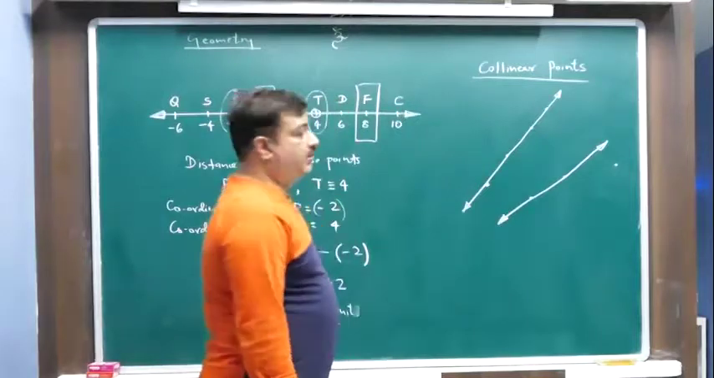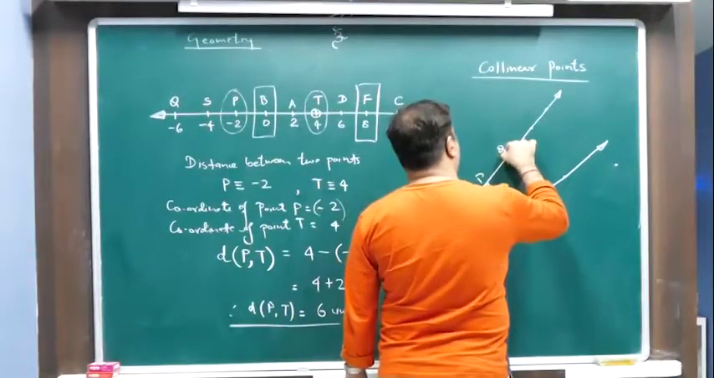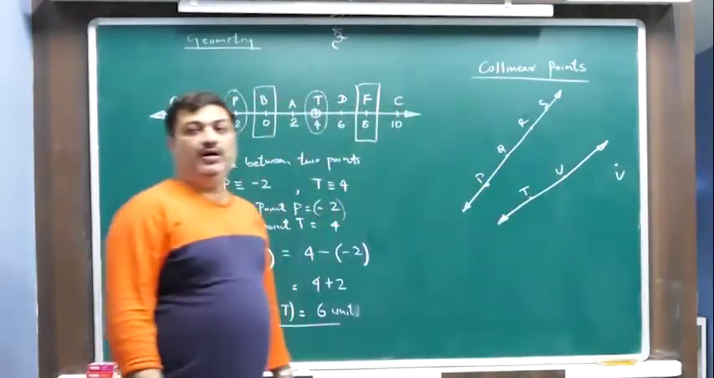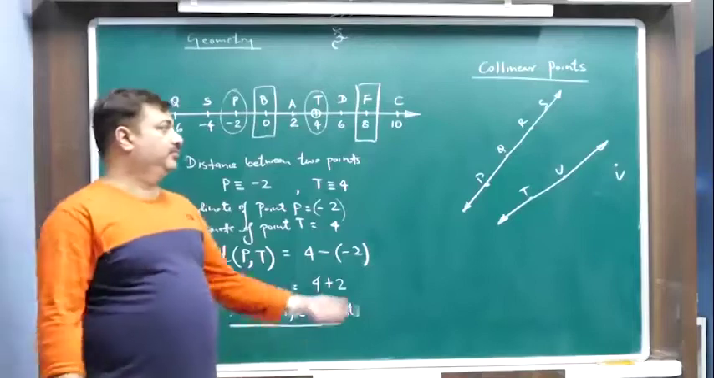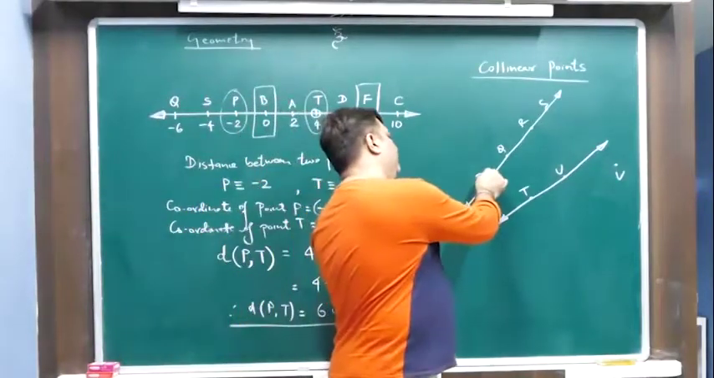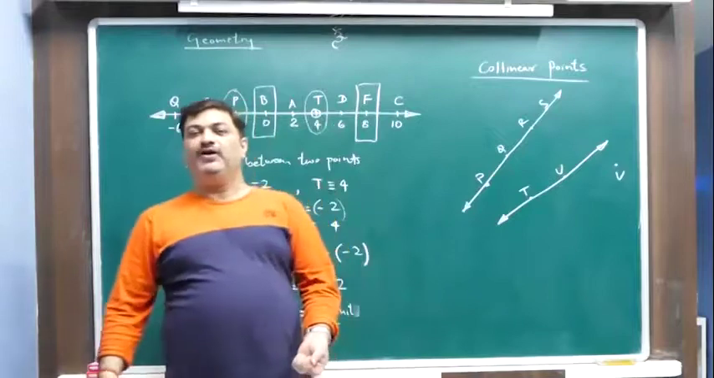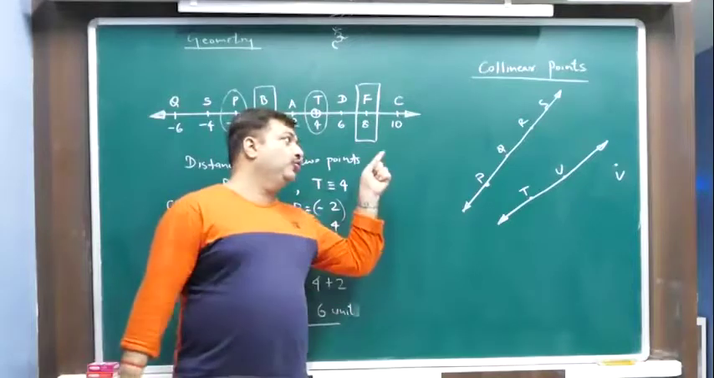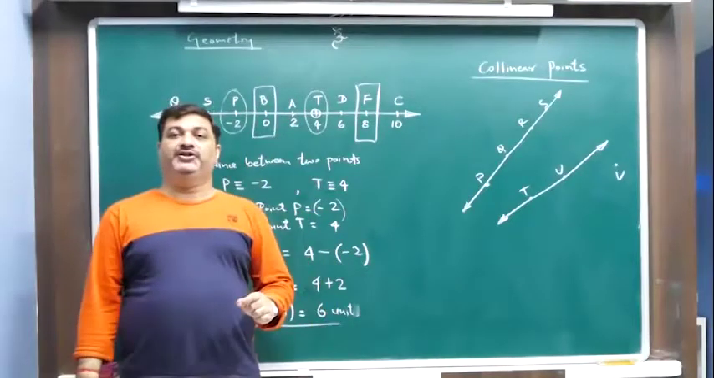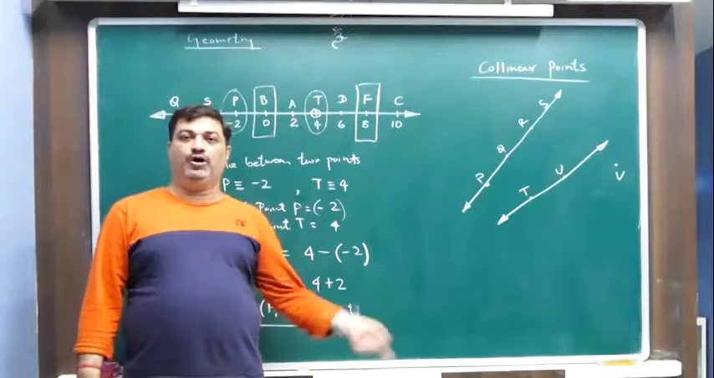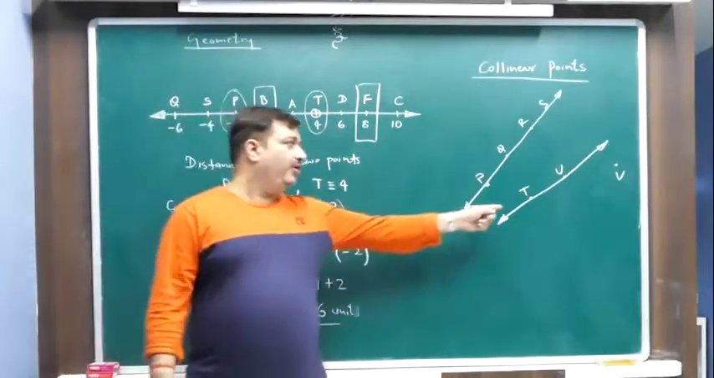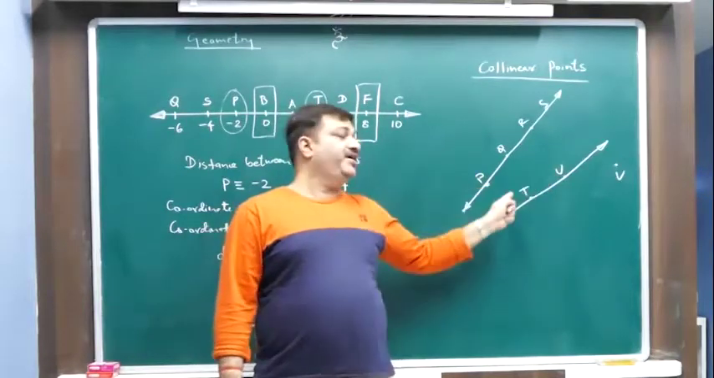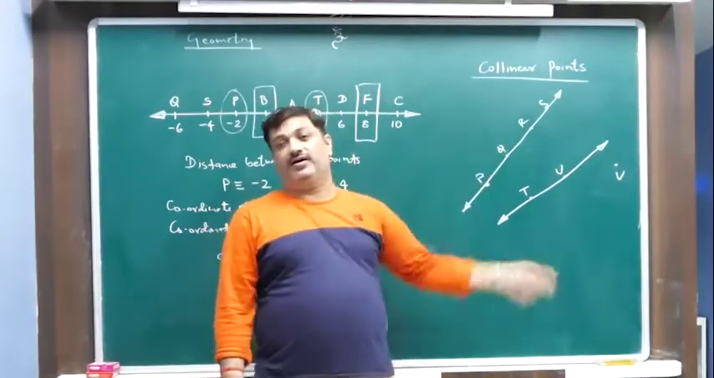Correct? Now, if I name this as P, Q, R, S, T, U, V. Now, what do you find here? The point P, Q, R, S, all of them lie on the same straight line. So points which lie on the same straight line are called collinear points. The points which lie on the same straight line are called collinear points. And the points here, so P and U will also be collinear because they also lie on the same straight line. So U and T are collinear. P, Q, R, S are collinear.